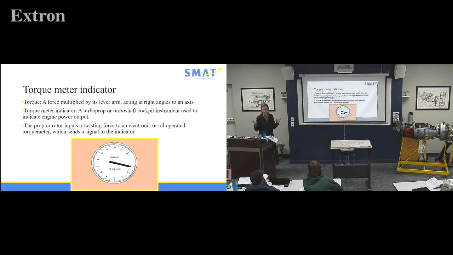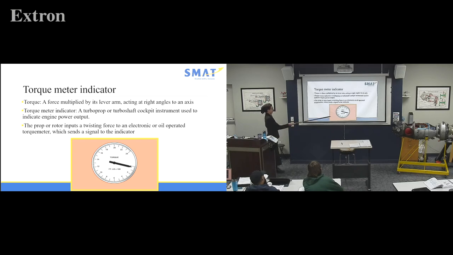So, how do we know the force that we're getting? In the cockpit, the pilot is going to look at a torque meter, and we're going to see this in the King Air when we hopefully do some runs on it. Torque is a force multiplied by its lever arm and acts at right angles to an axis.